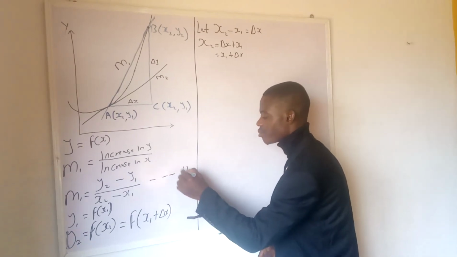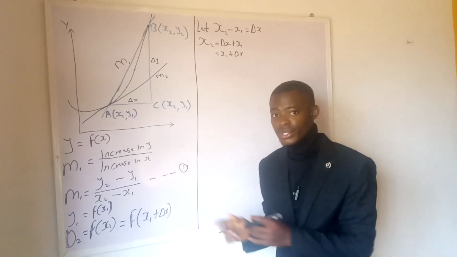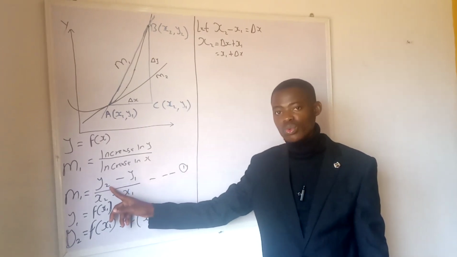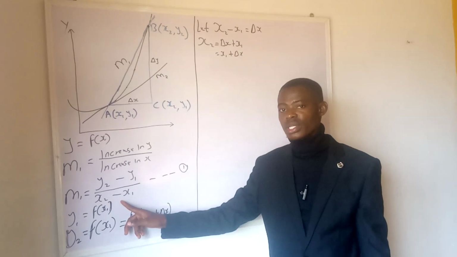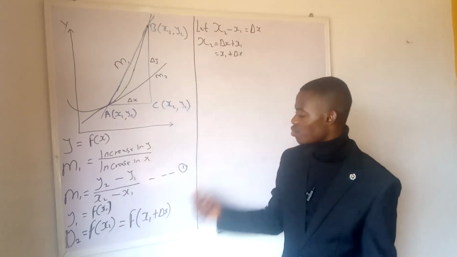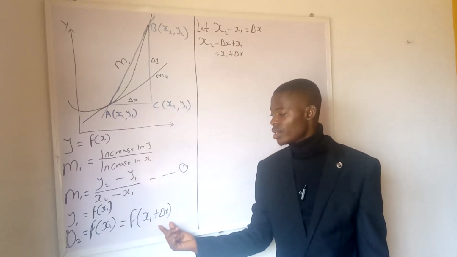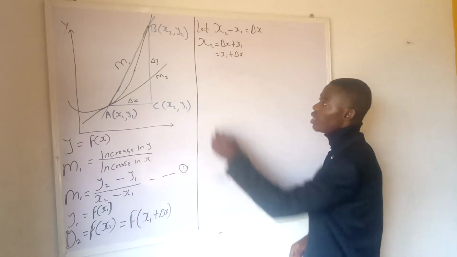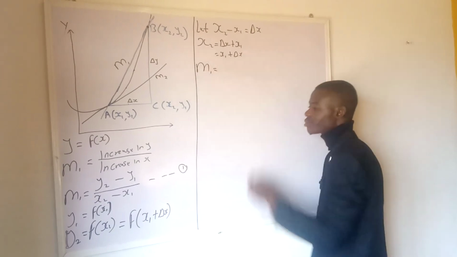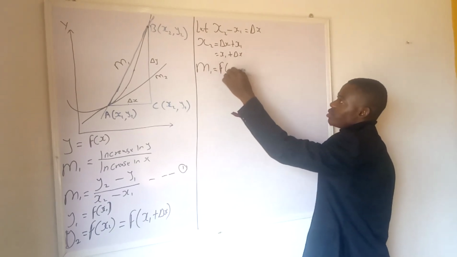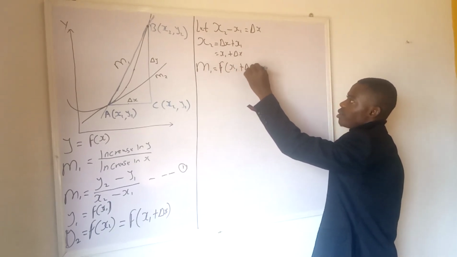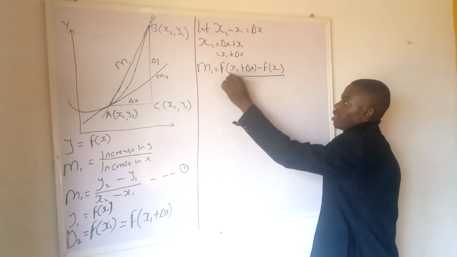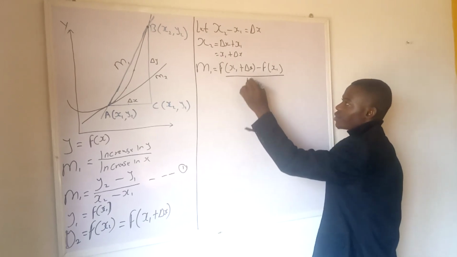So now back to this. Let me call it equation 1. From equation 1, let's replace y2, y1, and x2 minus x1. We have y2 as f of x1 plus delta x, then y1 as f of x1, then x2 minus x1 as delta x. So therefore, M1 now becomes f of x1 plus delta x, minus f of x1, then everything divided by delta x.